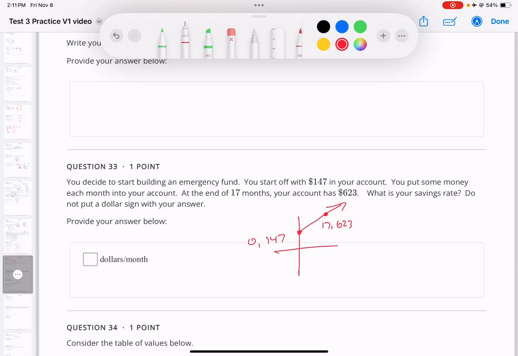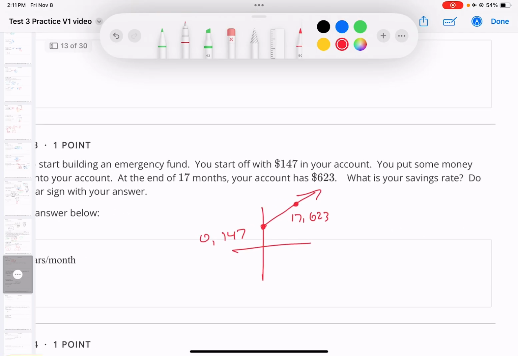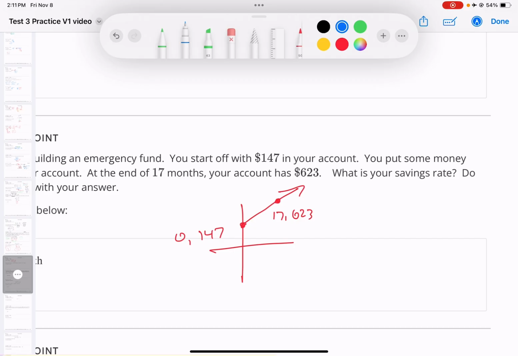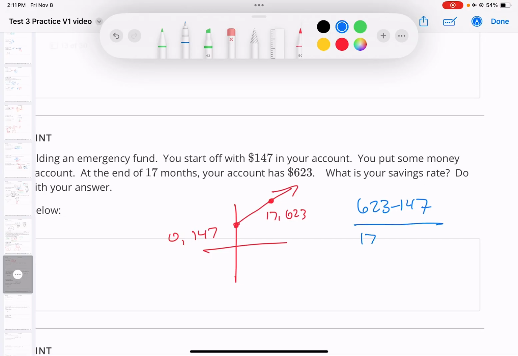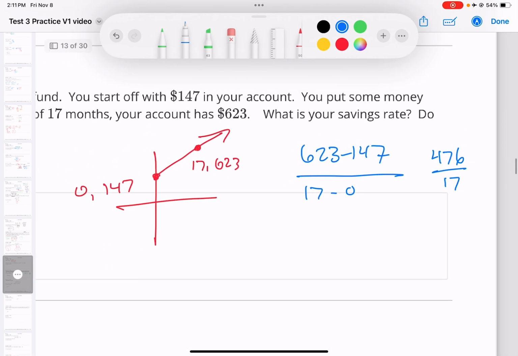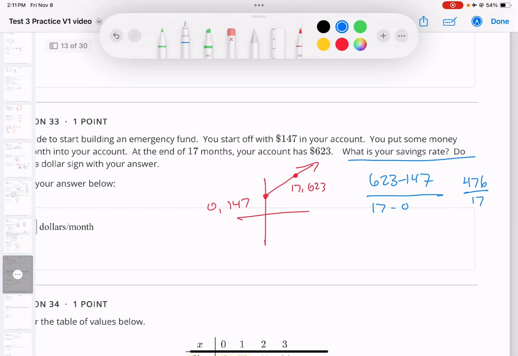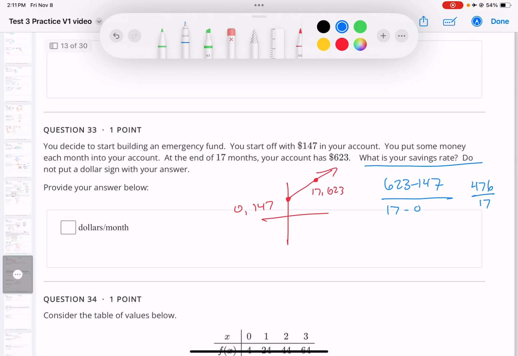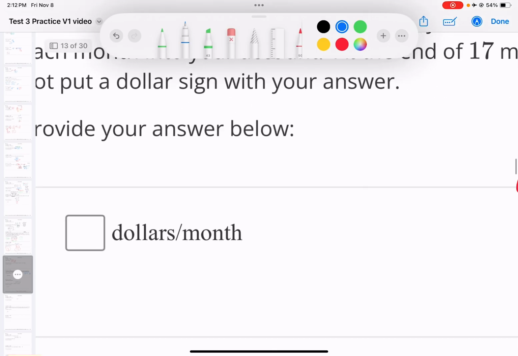This is 0, month 0. You already start with that much. So we're just doing slope-intercept form. So I'm going to do 623 minus 147. That's the y2 minus y1 over x2 minus x1, so 17 minus 0. So 623 minus 147 is 476 over 17. So I divide. It's going to give me 28. What is your savings rate? How much are you putting in? Do not put a $ sign in your answer. So this is just 28.